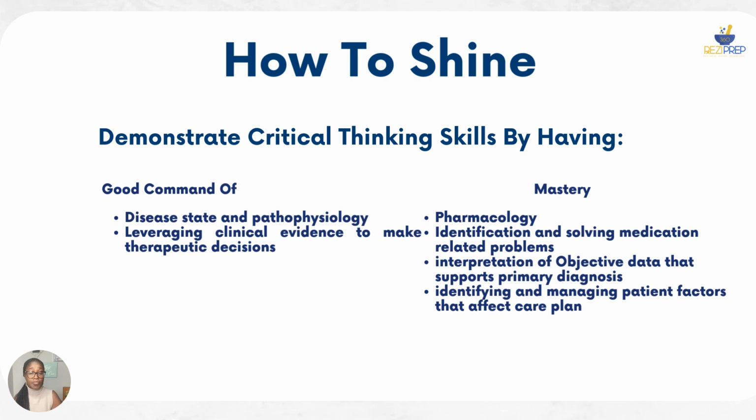Some things you are expected to have mastery of. Identification and solving of the medication-related problem. They are expecting that. Your ability to interpret all of the labs and connect the labs and the imaging results to the primary diagnosis. They are expecting you to be able to do that. They are expecting you to look at patient-specific factors that can affect the care plan. This is so important: social determinants of health.